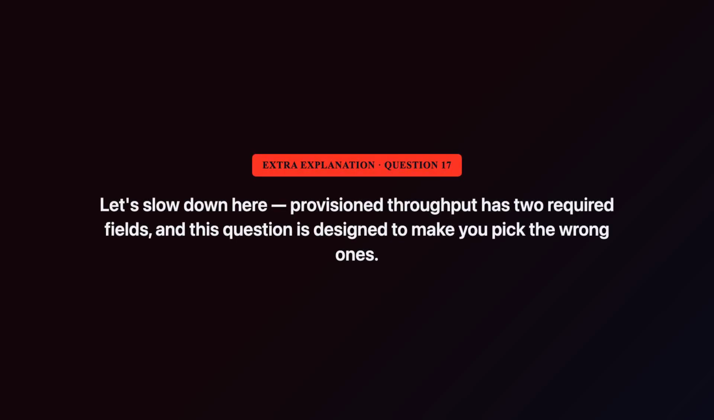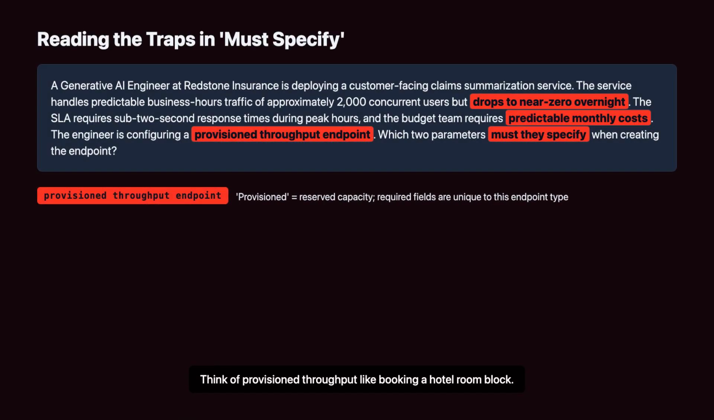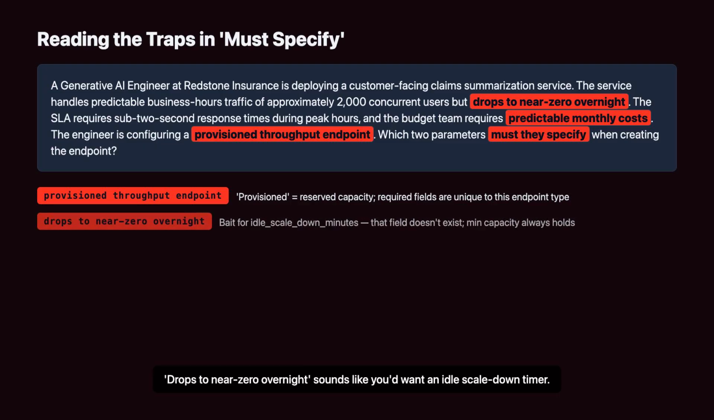Let's slow down here. Provisioned throughput has 2 required fields, and this question is designed to make you pick the wrong ones. Think of provisioned throughput like booking a hotel room block. You reserve a minimum and a maximum. You pay for that reserved block whether guests show up or not. Drops to near zero overnight sounds like you'd want an idle scale down timer. But say you set a minimum of 3 model units. Those units stay reserved even at 3 AM.